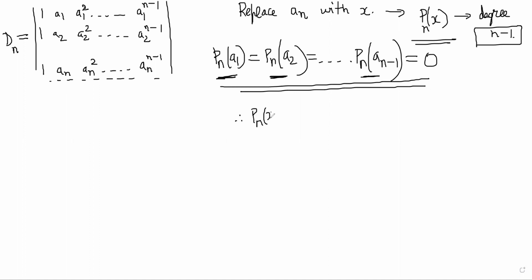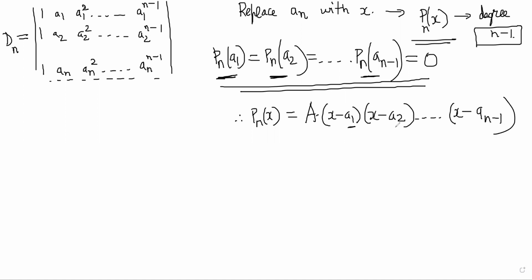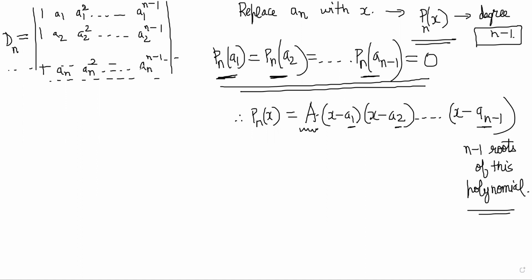Therefore, Pn(x) can be written as capital A times (x minus a1)(x minus a2), and so on till (x minus a(n minus 1)), because these are the roots a1, a2, up to a(n minus 1). These are the n minus 1 roots of this polynomial, right? Great. So the only thing left for us now is to calculate the top coefficient, which we know how to do. We have to evaluate the determinant along this row and this column. So basically, we have to find this lower determinant here, which is one step lower than the Dn, right?